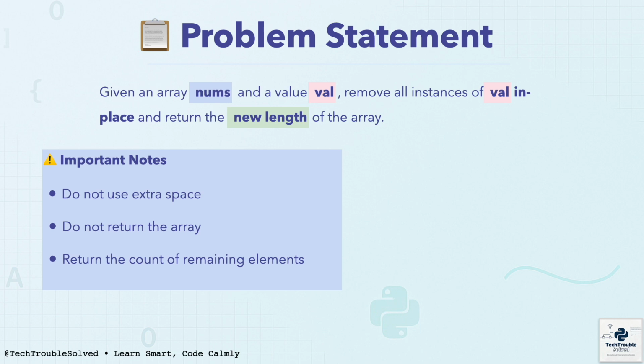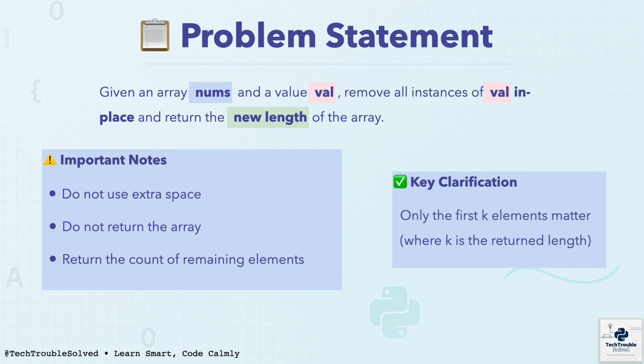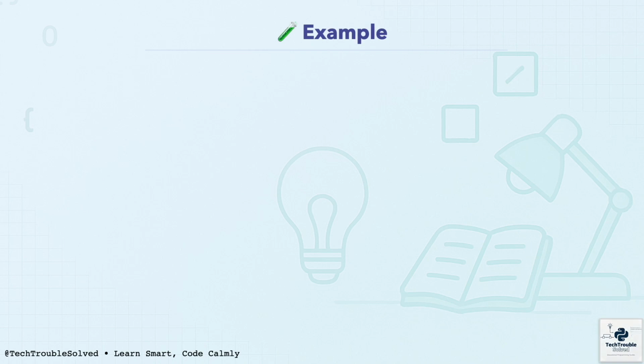So, only the first part of the array matters. Anything beyond the returned length can be ignored. So, as we solve this problem, focus more on how many valid elements remain, not on the exact final arrangement. This detail is very important for interviews. Let's understand this with a simple example.